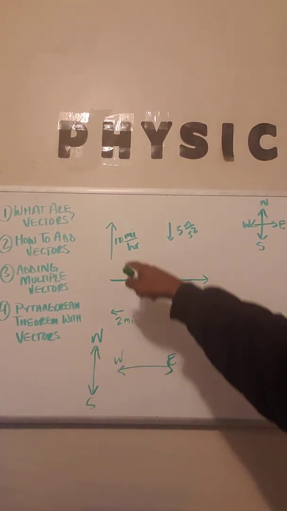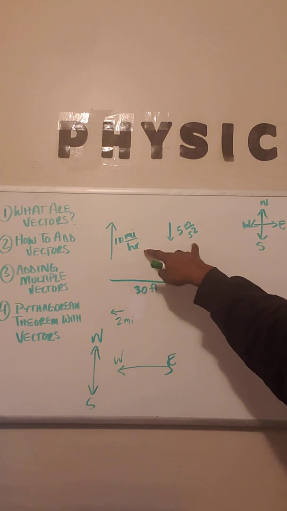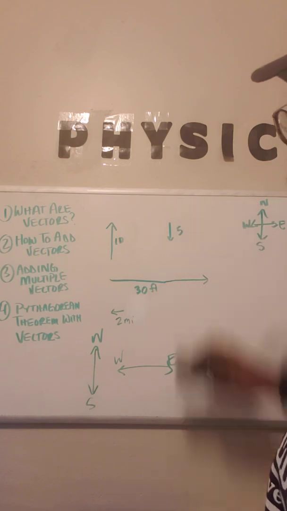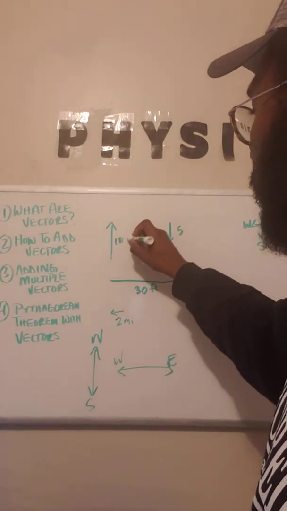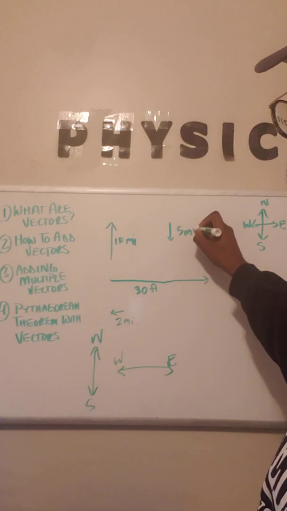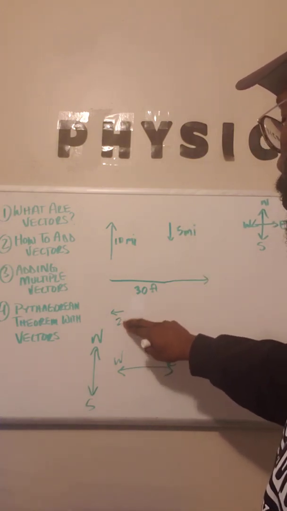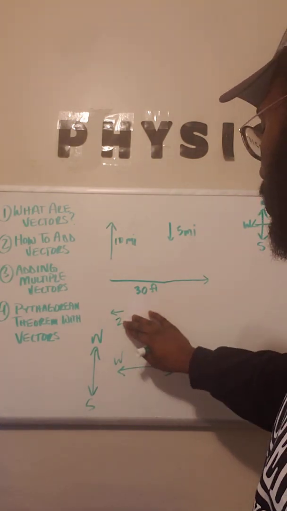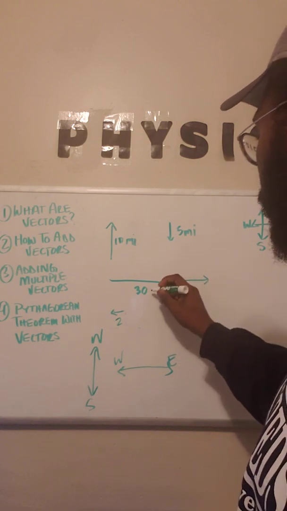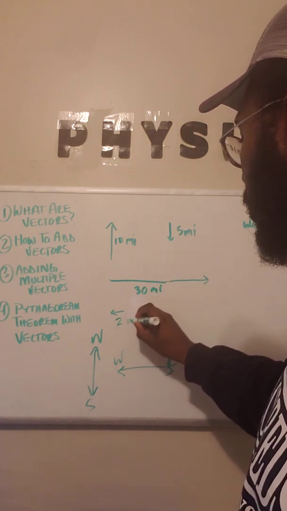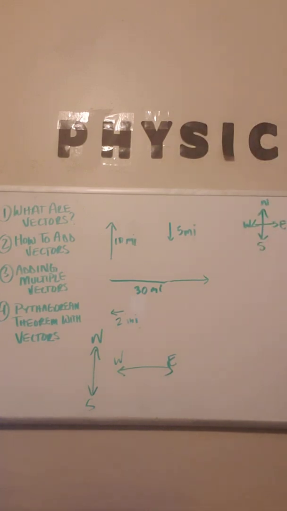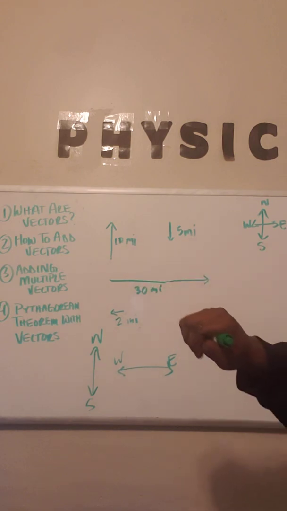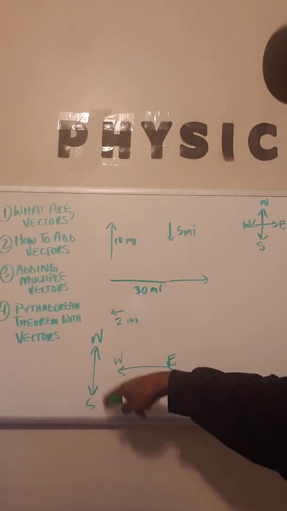So for example, the 10 and the 5, now these vectors have different units. So actually, let's do a little change. We'll be working with displacement right now. So I'll make this 10 miles and this 5 miles. Actually, let's change everything to miles. 30 miles and 22 miles. So I can add or subtract 10 miles and 5 miles because they are both in the north-south plane.